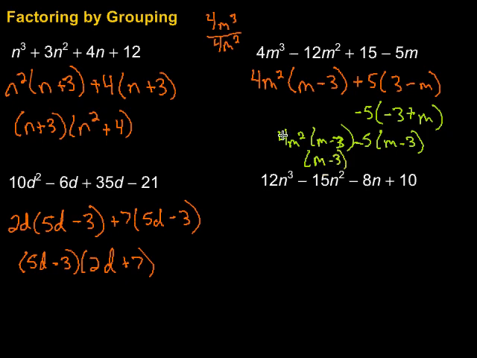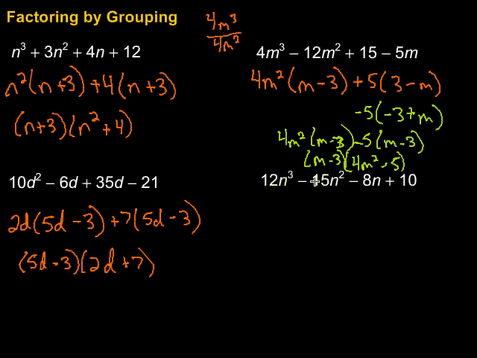So I have m minus 3 times 4m squared here. That's what's left after I take away the m minus 3. And then over here, minus 5. So there we go. So sometimes we have to finagle it a little bit. If they're very similar, we just need to switch the signs, take out a negative, and then those signs will flip for us. Alright, let's take a look at this last one.